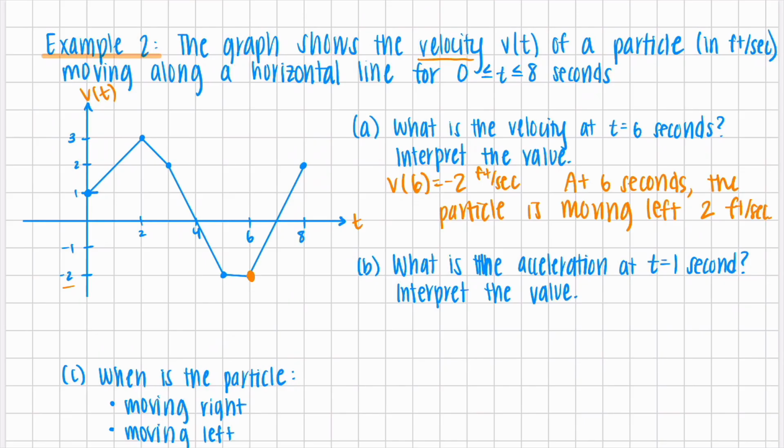Letter B, what is the acceleration at t equals 1 second? Well, here's t equals 1. Acceleration, we know, is the derivative of velocity. And so for this graph, acceleration is going to be the slope of velocity, or the slope of this graph. So I need my slope at this t value. And we can count rise over run. This is a line, so my slope is going to be 1 over 1, which is just 1. So we're going to say a of 1 equals 1, and my units are going to be feet per second squared.